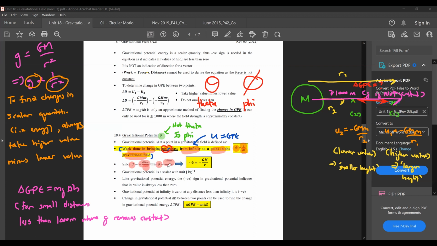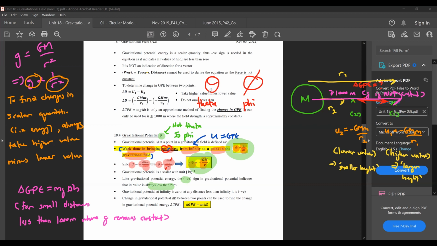So you sub inside the equation, you will notice that the small m will actually cancel each other off, giving you phi equals negative GM over r. Okay, so for gravitational potential, you can actually have two different equations. Either phi is U over m or phi is negative GM over r. All right. So same thing like before, gravitational potential will always have a negative sign to it because its value is always less than 0.